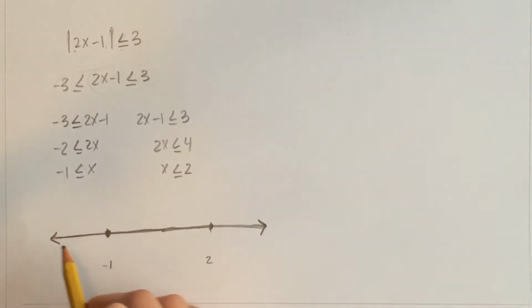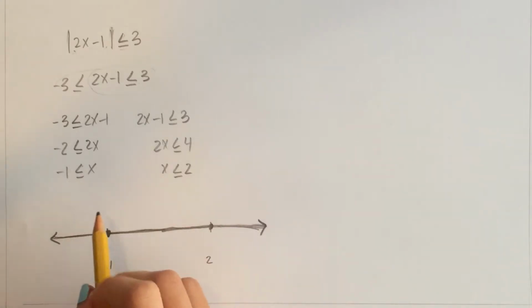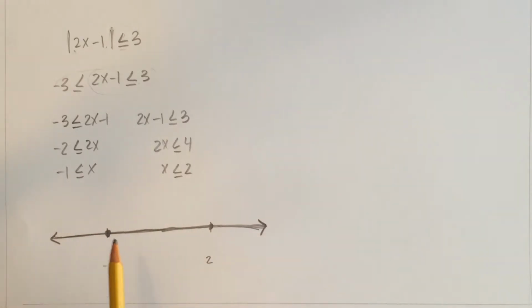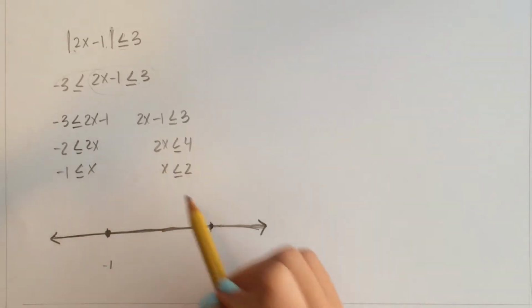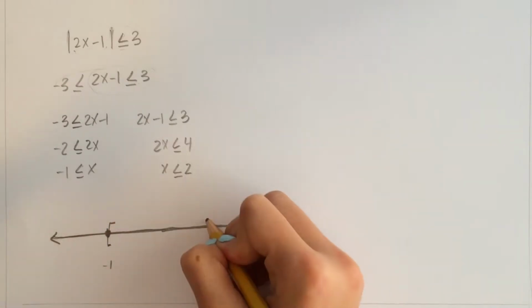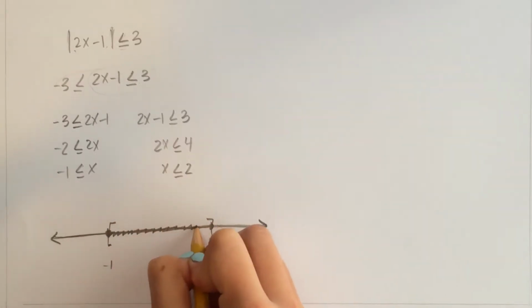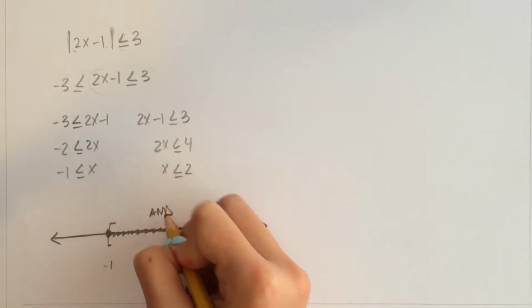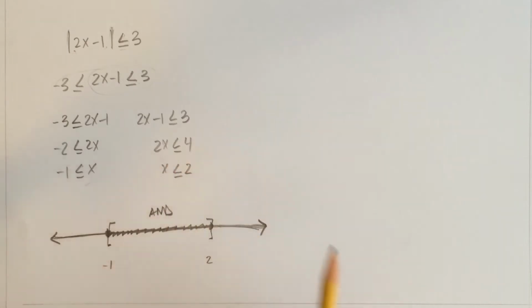But what is the solution to this inequality? Well, we see that everything on this number line is shaded. But what is the actual solution? The solution is all the x's that satisfy both x is bigger than or equal to negative 1 and x is smaller than or equal to 2. So the x's have to be between negative 1 and 2. And this is an "and" inequality. It has to satisfy both this and that.